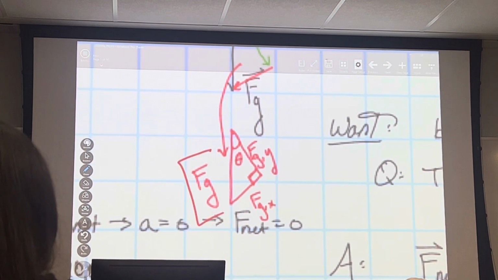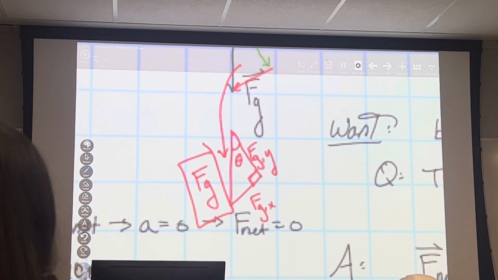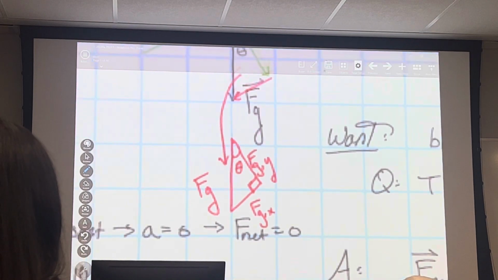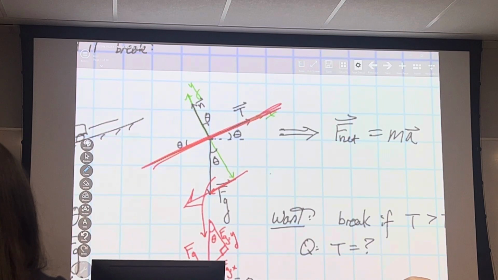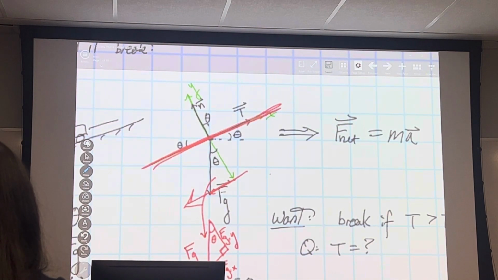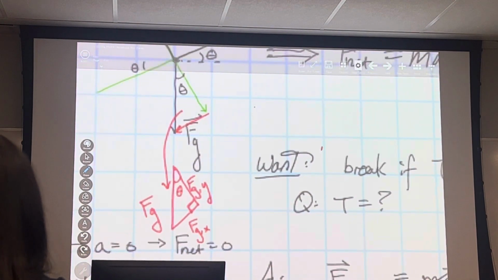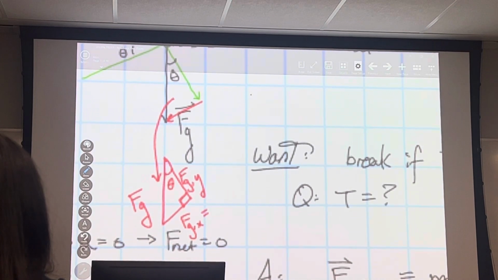So we know force of gravity was 50,000 newtons. So then what would be the force of gravity acting in the x direction? Remember, this is the x, so the force of gravity has an x-ward component that way. You guys all see that? It has an x-ward component. But what would that component be?